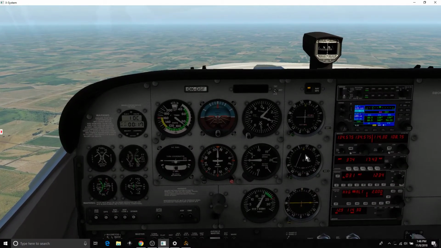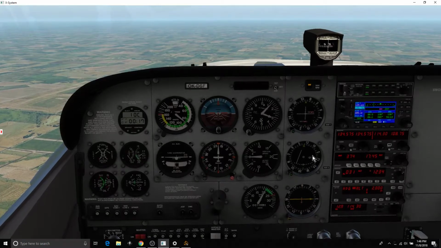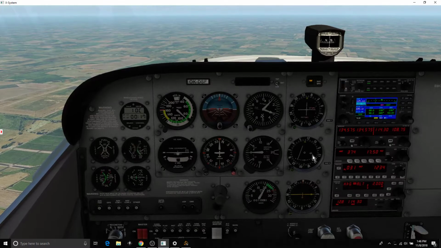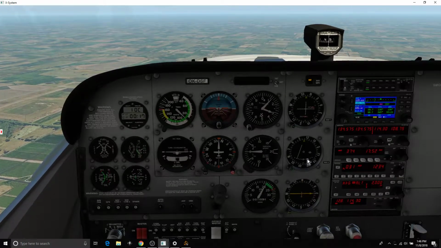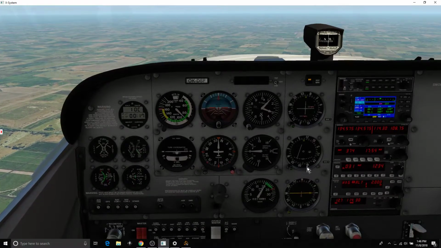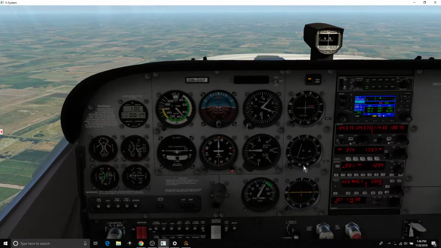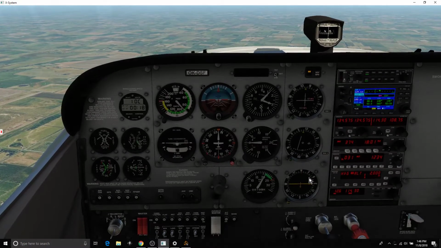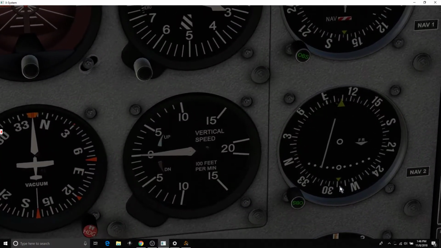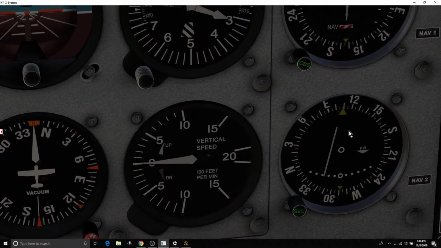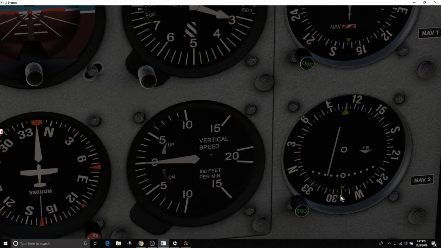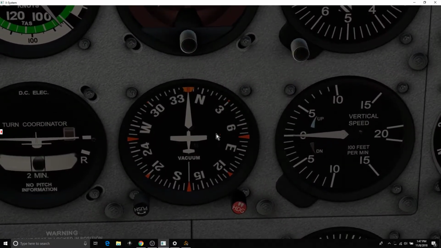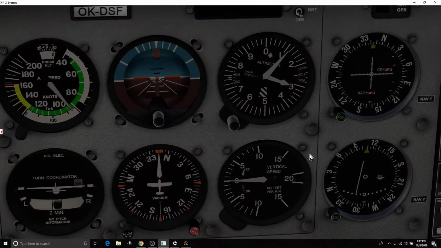So when it comes centered, because it's a radial, we need to go to the station, right? To the station, this pointer shows that we need to go toward down here, these numbers. So 109 is right up here, reciprocal right up here, the arrow. This arrow shows the reciprocal of 109, which is 289. So we're going to start our turn to 289 once we get this needle centered.